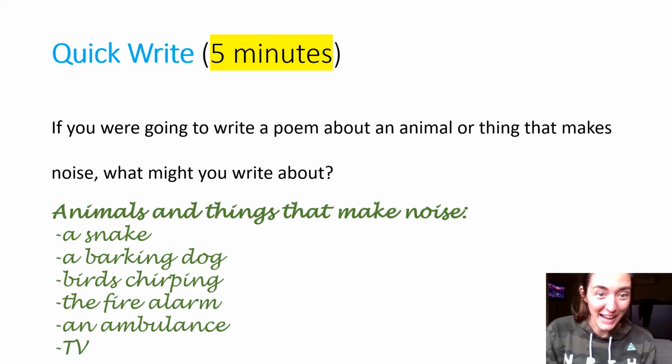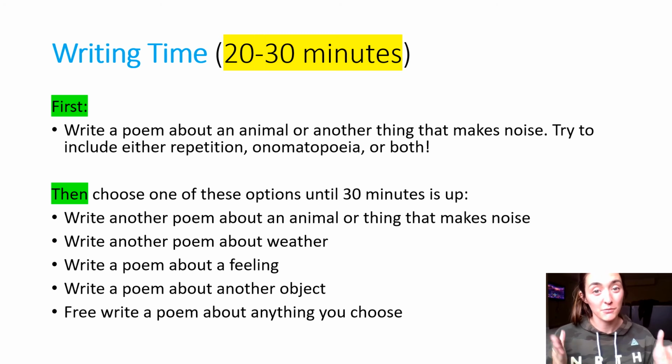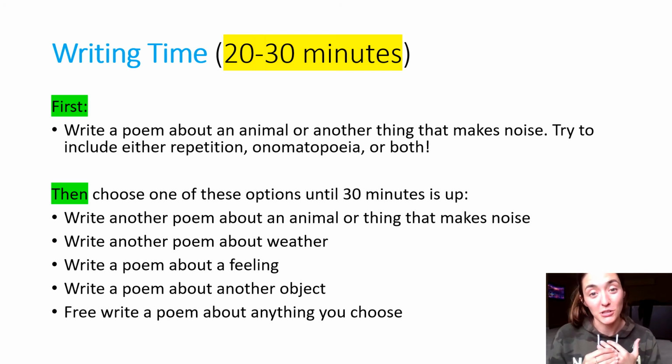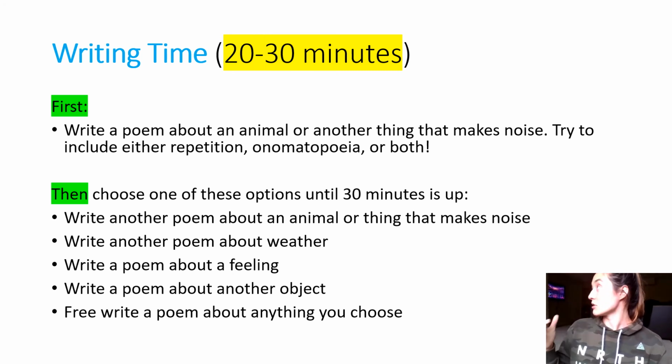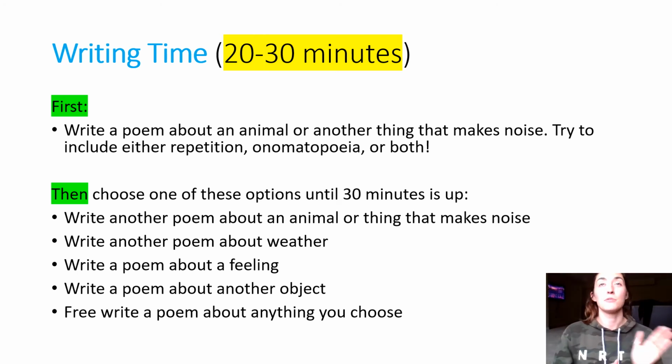I hope that wasn't too bad. We're moving on to writing time now. So remember, 20 to 30 minutes, really trying to stay focused and zoned in on your writing. If you need to use your kitchen timer or the microwave, or if you need to use a device or a watch or anything like that, make sure that you're keeping track of your own time. You guys are totally capable of that in 4th and 5th grade.